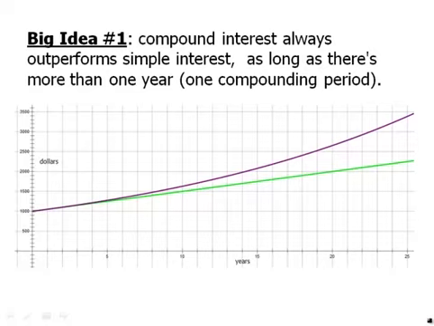So in the short term, it does a little bit better than simple interest, but then the longer we go, the more it diverges, and it does much, much better than simple interest does. By the end of this graph, notice that the compound interest total is over $1,000 more. That is the size of the principal. It's more than the size of the principal above the simple interest.